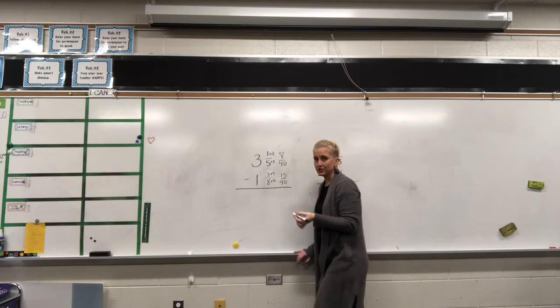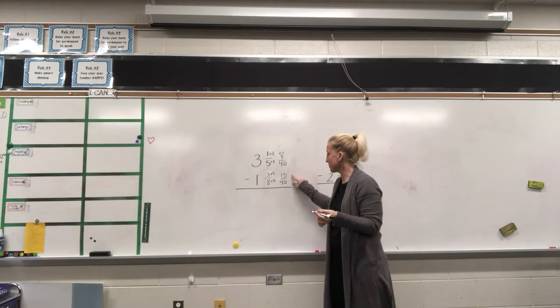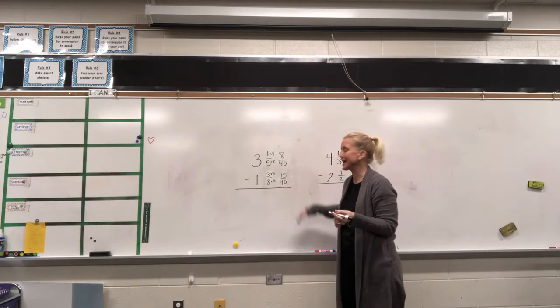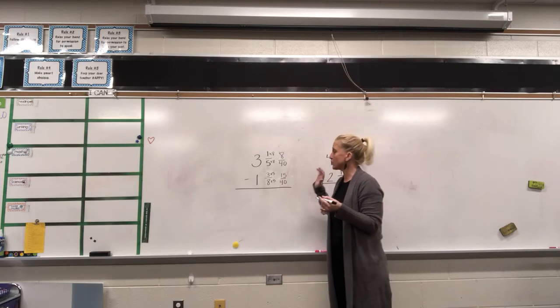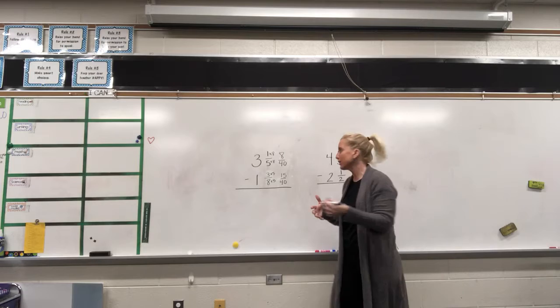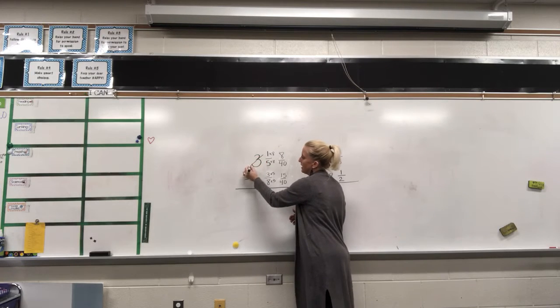And then this is where I start to have my problem, because 8 40ths take away 15 40ths is something I can't do. If I only have 8, I can't take away 15. So that's where borrowing comes in. To borrow, I'm going to come over to my whole number, and I'm going to take 1 away from that and make it a 2.